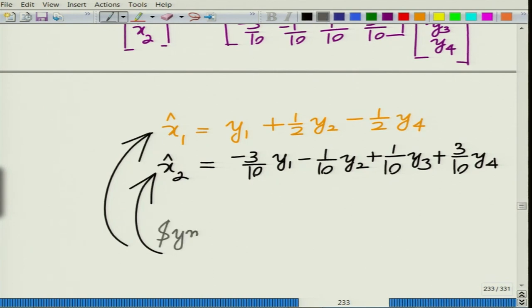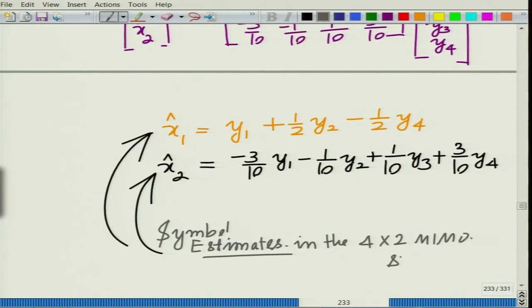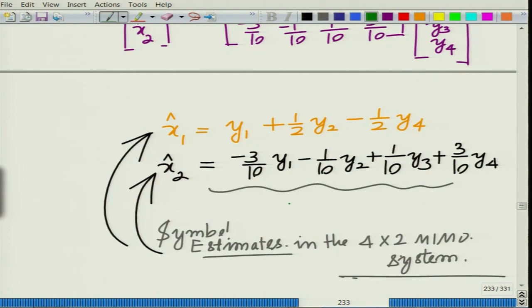These are your symbol estimates in the MIMO system. And this is basically nothing but essentially your ZF receiver, which forces the interference to 0. So, this is your ZF receiver, which forces the interference between the symbols from the different transmit antennas x 1, x 2, x 3 to 0.